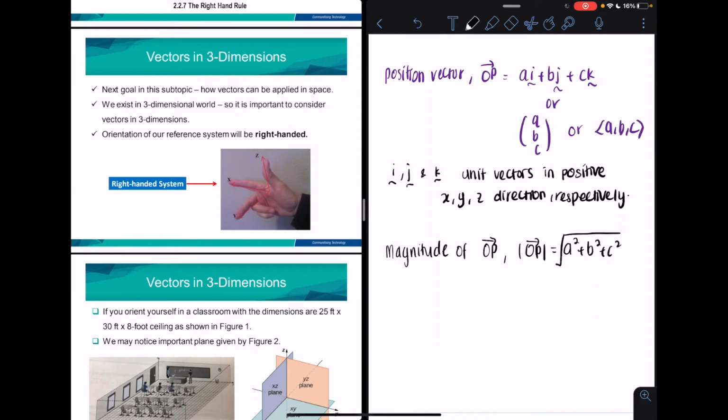Other than form a vector in 3D, we can always use this formula to determine magnitude of position vector P or position vector OP. We will use the same formula, but this time around we will make sure we involve the information regarding z coordinate, because it is vector that is formed in 3 dimension.